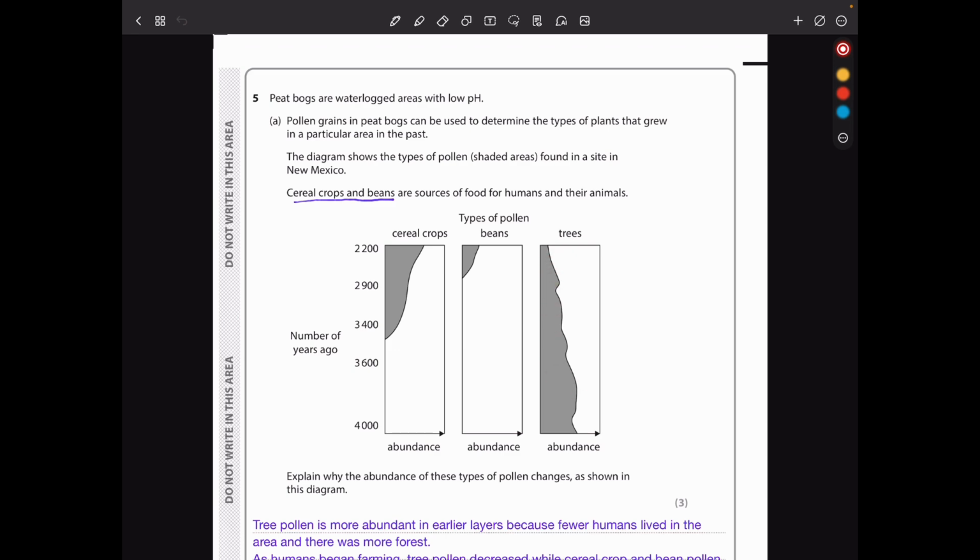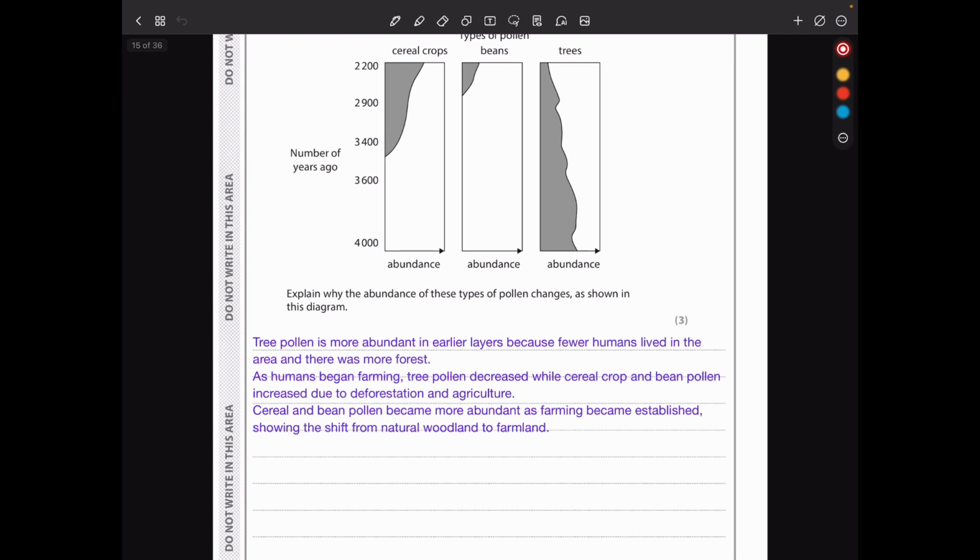They say explain why the abundance of these types of pollen changes as shown in this diagram. So I say tree pollen is more abundant in earlier layers because fewer humans lived in the area and there was more forest. As humans began farming, tree pollen decreased while cereal crops and bean pollen increased due to the deforestation and agriculture. Cereal and bean pollen became more abundant as farming became established, showing the shift from natural woodlands to farmlands.